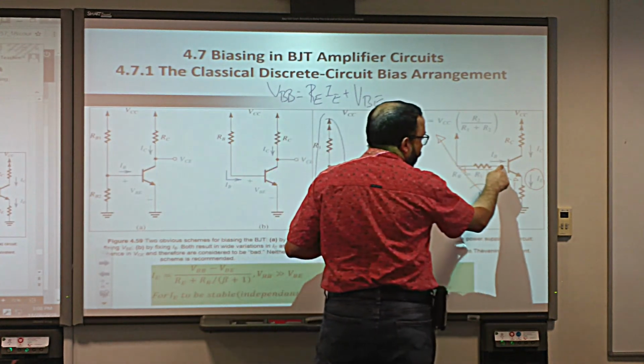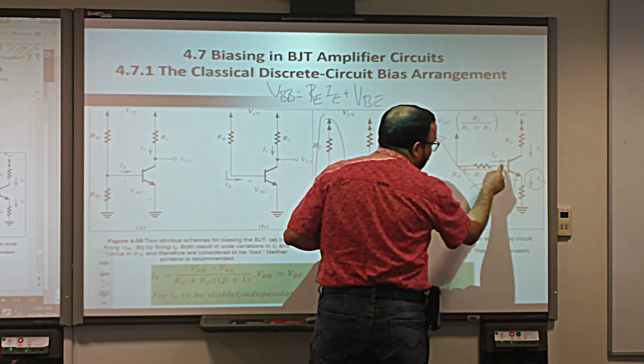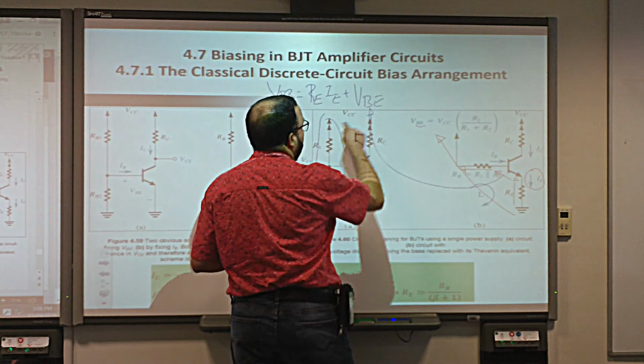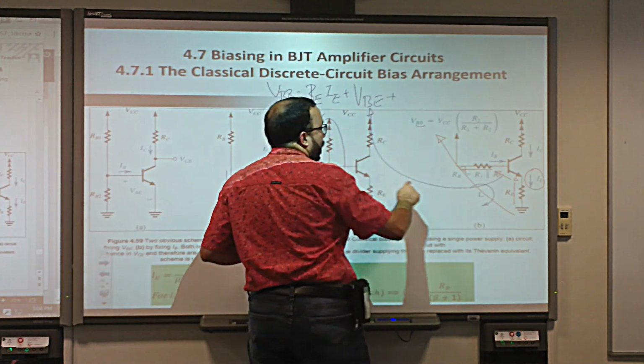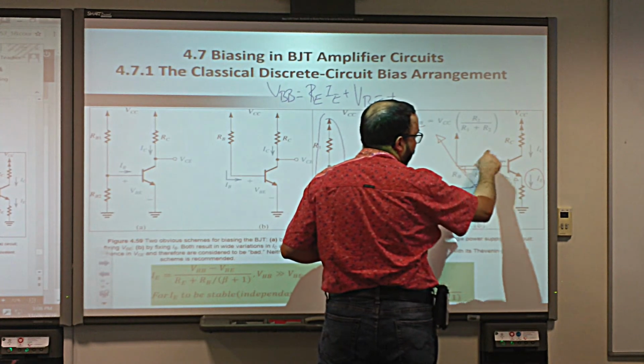Because this is the base and this is the emitter. It's not here the emitter and base. No, this and this. Okay? So this is VBE, plus this voltage, IB, RB. Very good. So it's going to be IB times RB.